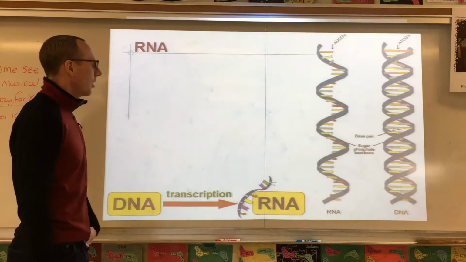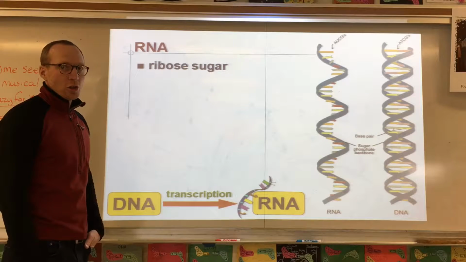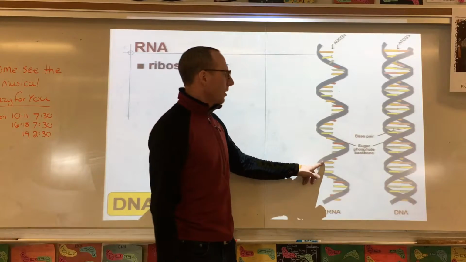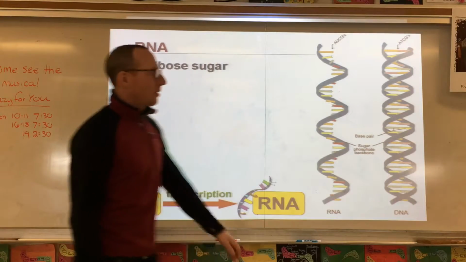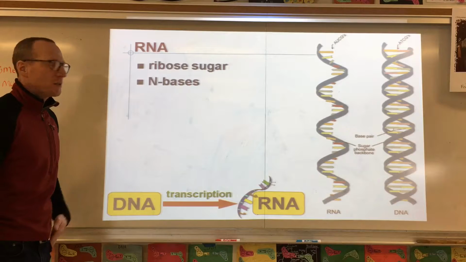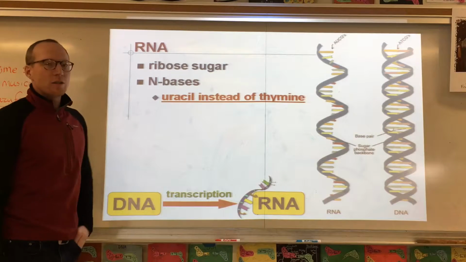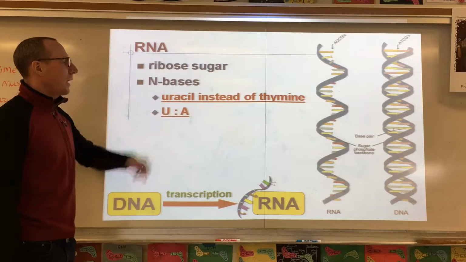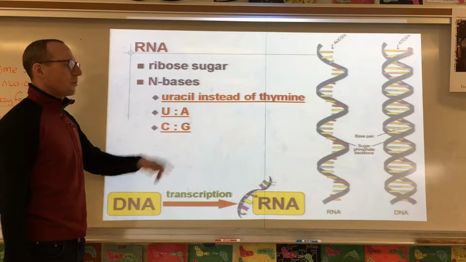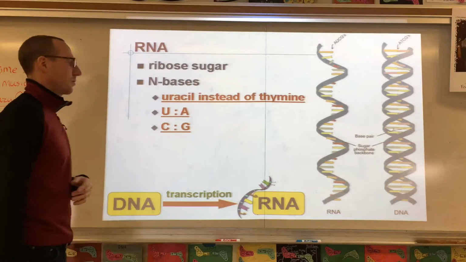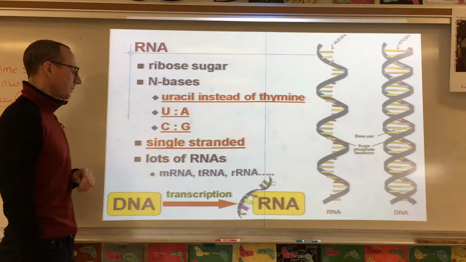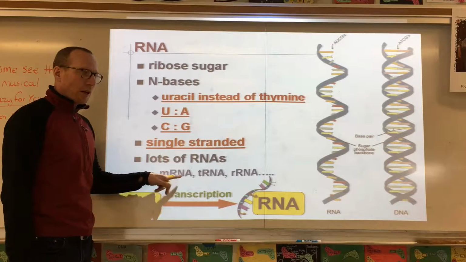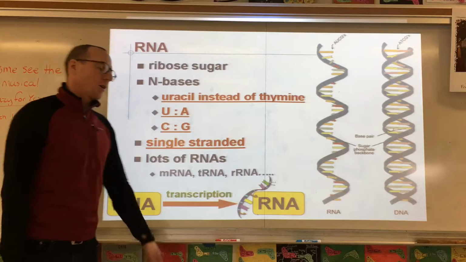Okay, a couple differences between RNA and DNA. It's a ribose sugar, whereas in DNA it's a deoxyribose sugar. Notice it is single-stranded and DNA is double-stranded. The nitrogenous base pairs are a little different as well. Uracil instead of thymine for RNA, and U pairs with A and C pairs with G, whereas in DNA, A pairs with T and C pairs with G. And it's single-stranded. Lots of different types of RNA. The ones we're going to be concerned with today are mRNA, tRNA, and rRNA.